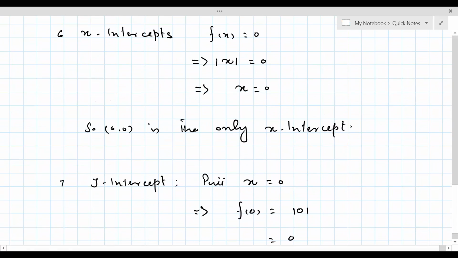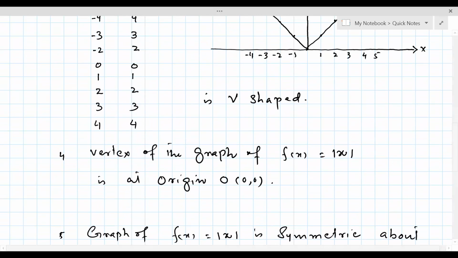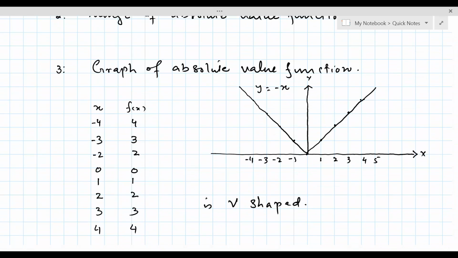And that's it for the properties of the graph of y is equal to f of x equal to x mod, and we'll explore more properties of the graph in the next lesson.